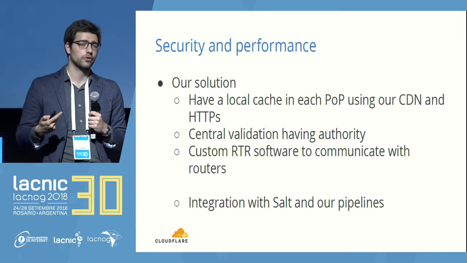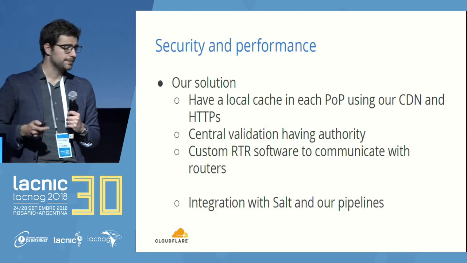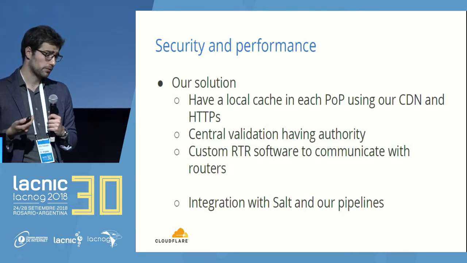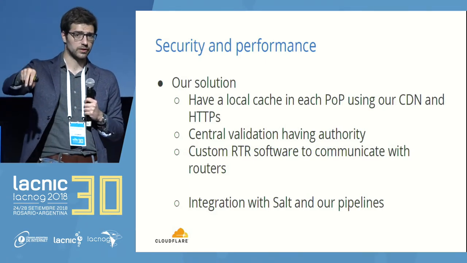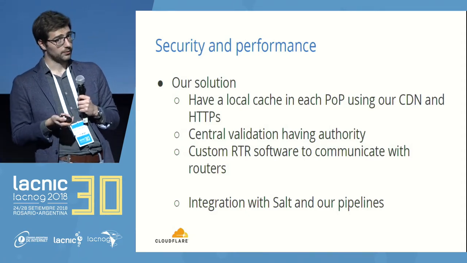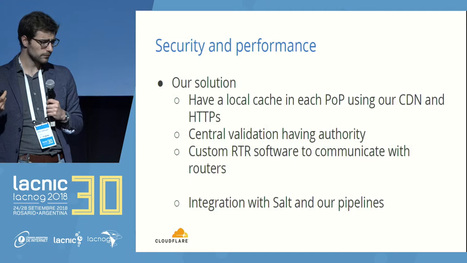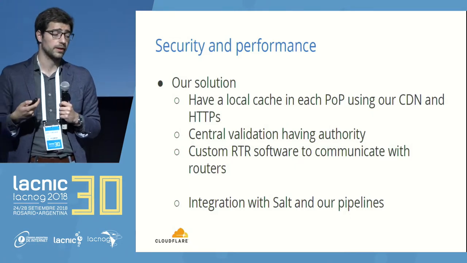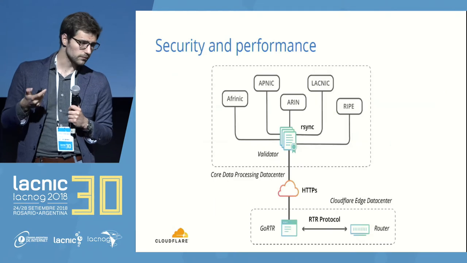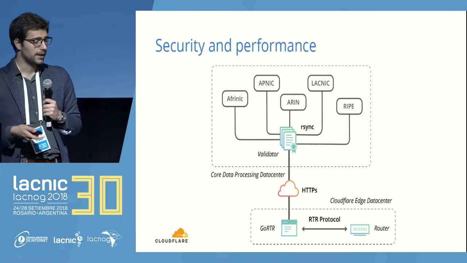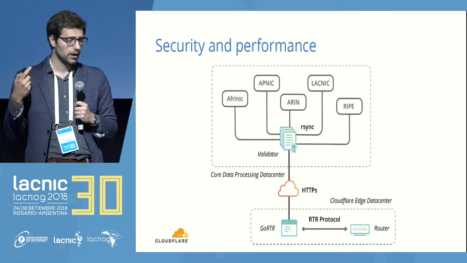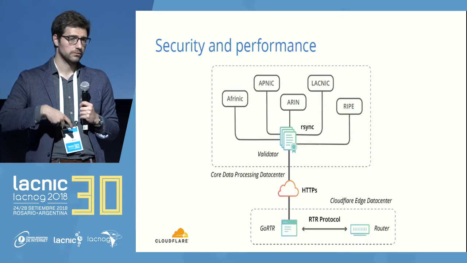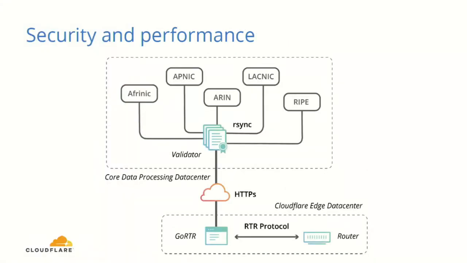so no more insecure transmission of the route. Central validation, having authority on all of that. So it's easier to have one point of validation, monitor this one point, and distribute a list of prefixes. Easier to integrate with Salt and our pipelines for automation. And we built a custom RTR software to communicate with routers. This is GoRTR. And we fetch all the validators, and we generate a list. We create it, and we put it on our CDN. So 150 POPs now have a very fast way of accessing RPKI validated data from us.